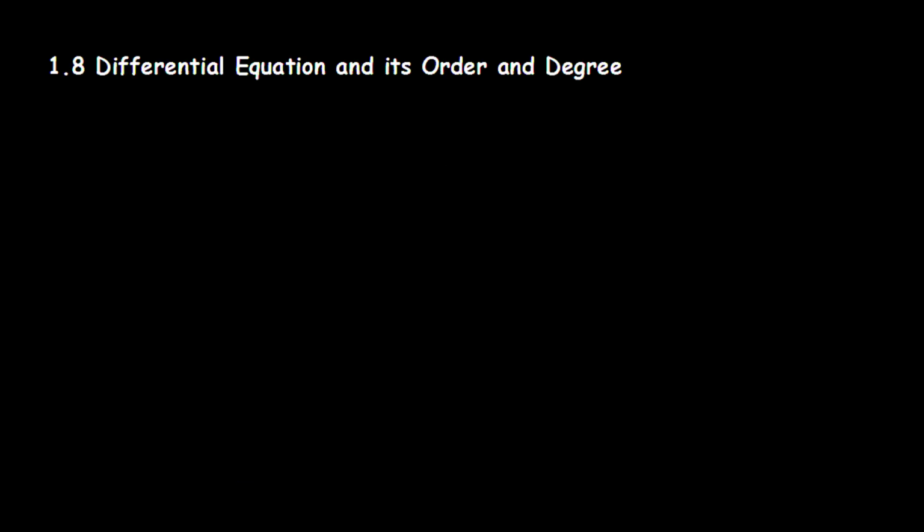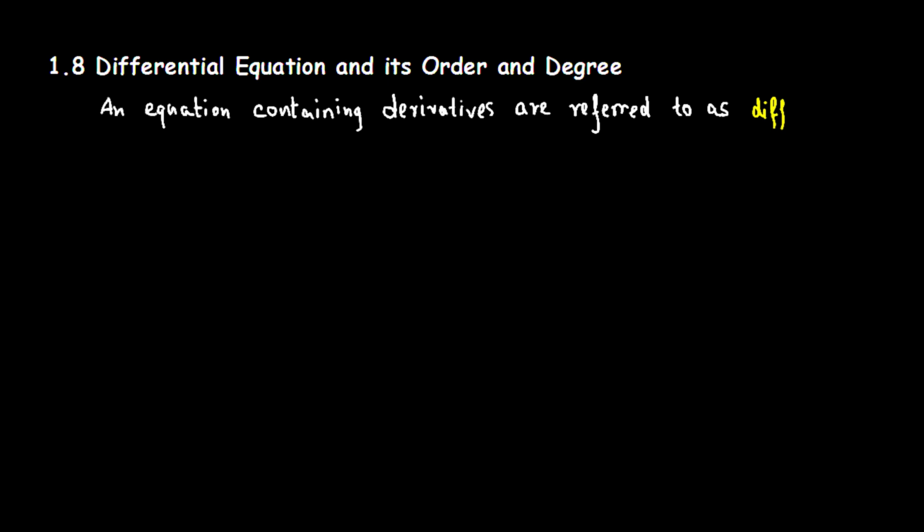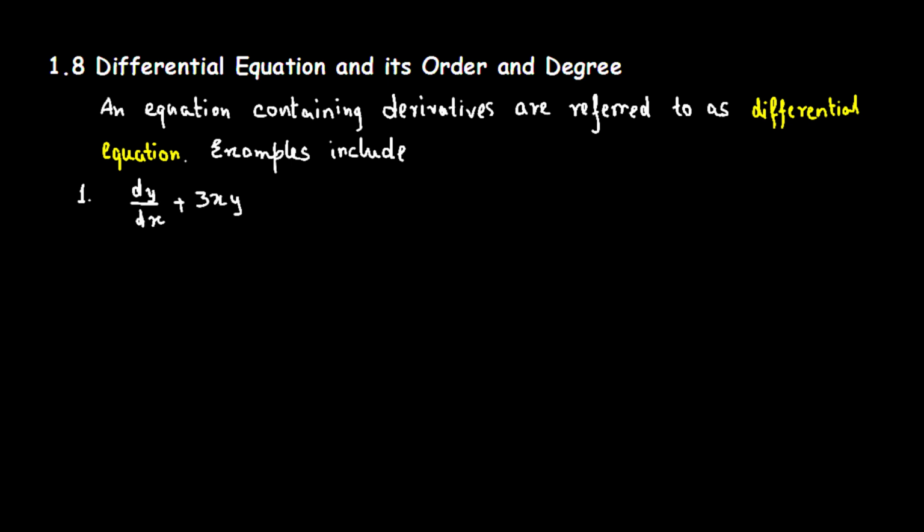1.8. Differential equation and its order and degree. An equation containing derivatives is referred to as a differential equation. Some examples include: number 1, dy over dx plus 3xy plus x squared. Number 2. The second derivative of y with respect to x plus the first derivative of y with respect to x plus y is equal to 0.